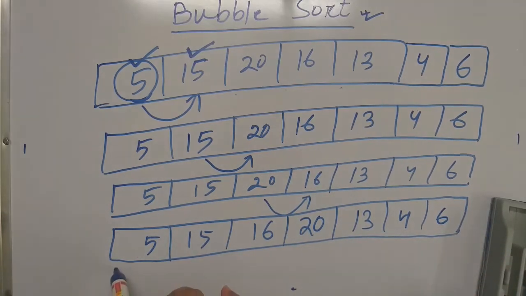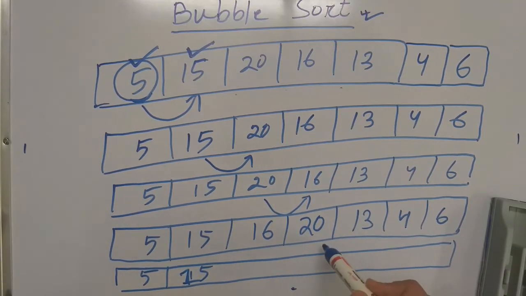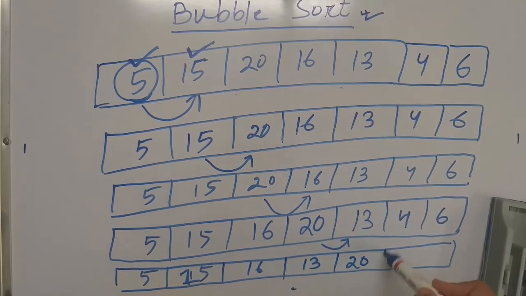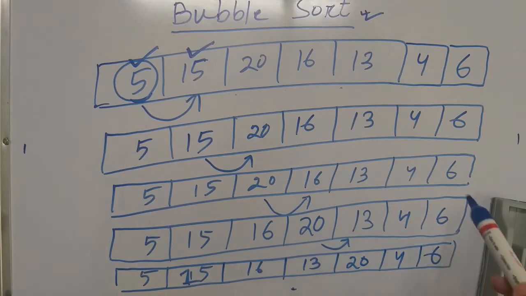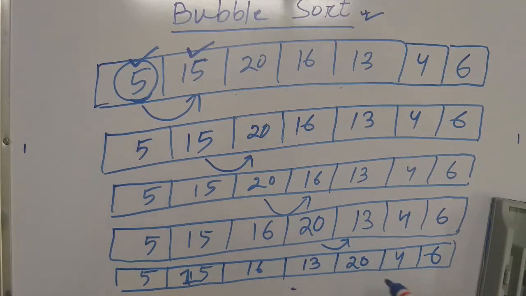Now for the last step, we write down 5 and 15. The next comparison is between 20 and 13, because up to this point is over. So 16 is here. Now 13 is the smaller element, so 13 comes here, and then 20, then 4, and then 6. Look at the movement here. Like a bubble, the movement is one after another.